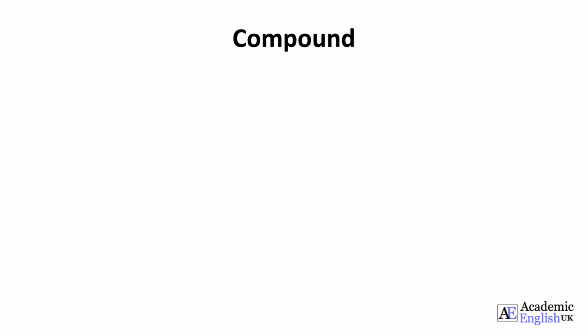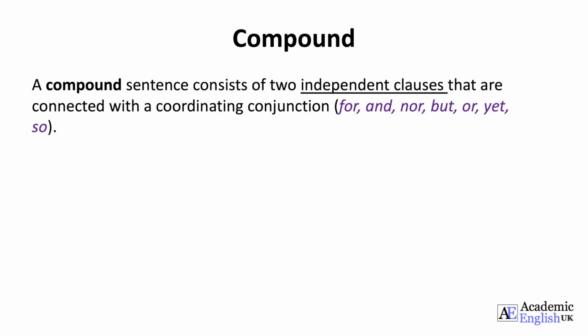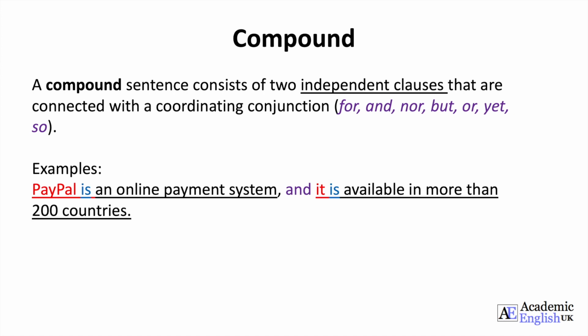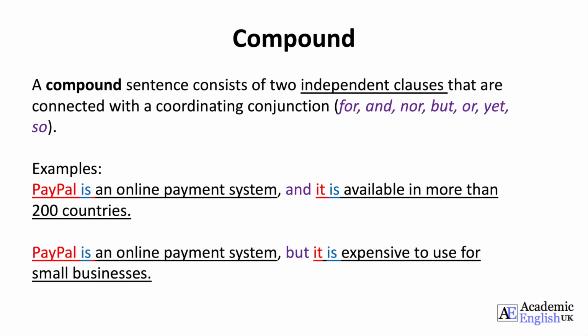Moving on to compound. A compound sentence consists of two independent clauses, and these are connected with a coordinating conjunction shown here in purple. And like simple sentences, we must remember the subject and the verb, as well as making sure that these two agree. Let's look at the first sentence. It has two independent clauses.